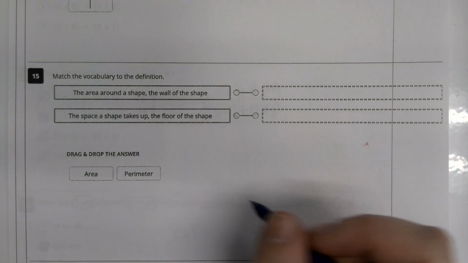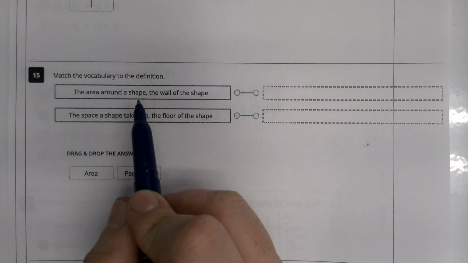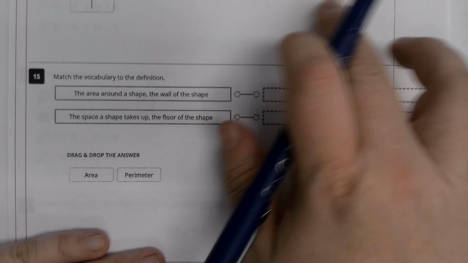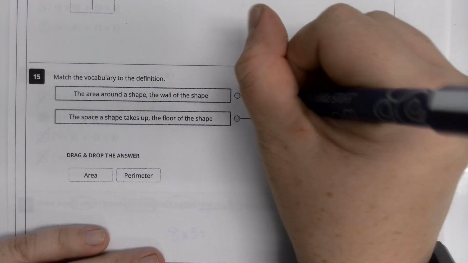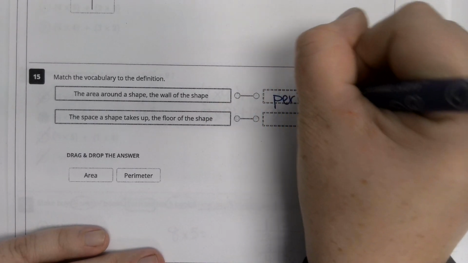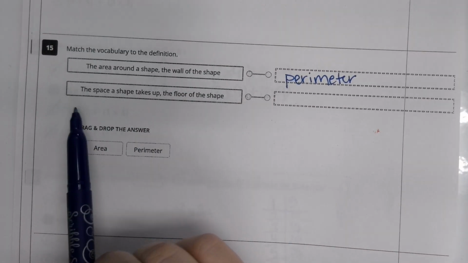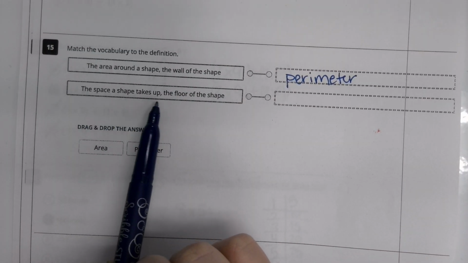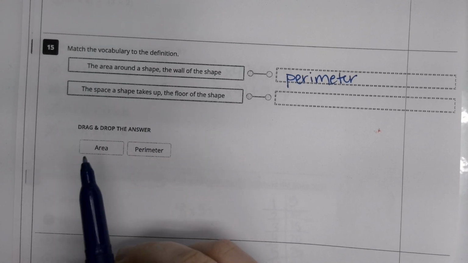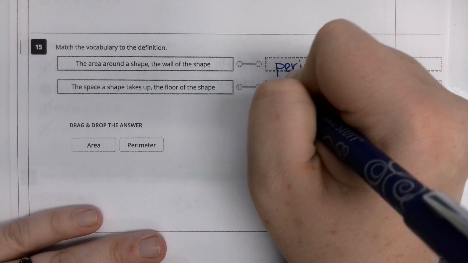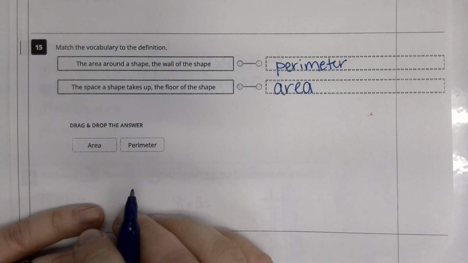All right. Match the vocabulary to the definition. The area around a shape, the wall of the shape, it goes around, that is perimeter. The outside of the shape. The space a shape takes up, the floor of the shape, the inside of the shape, the surface of the shape, that is area. There are a lot of ways to describe area.